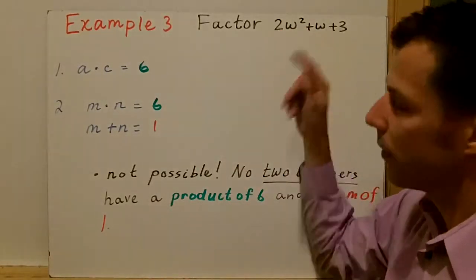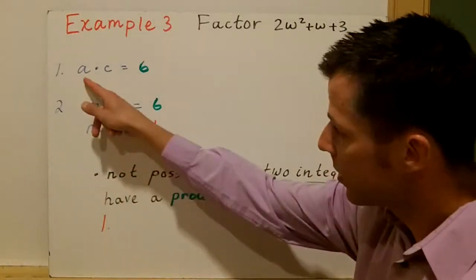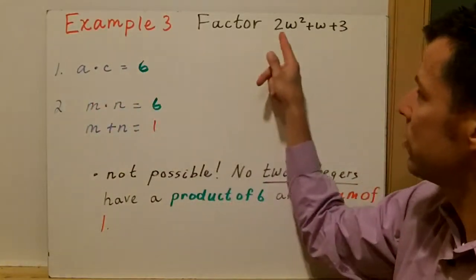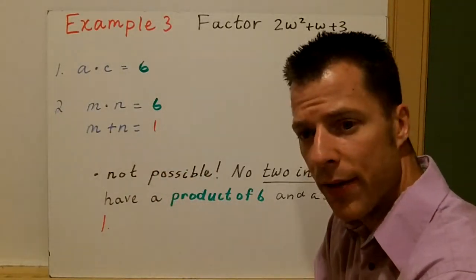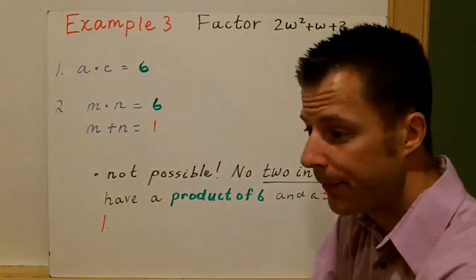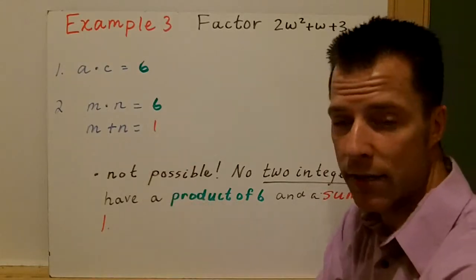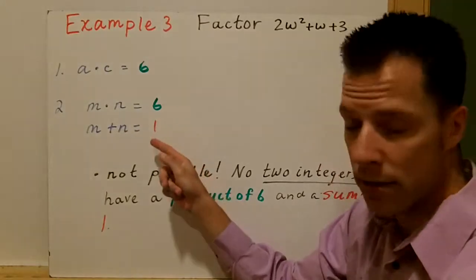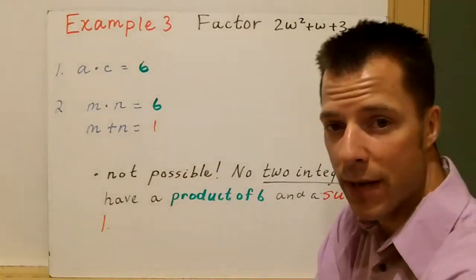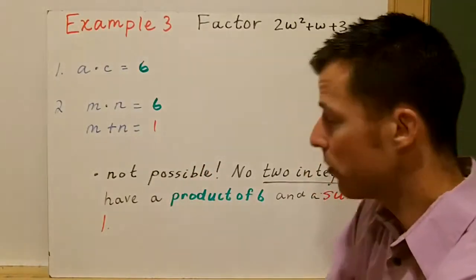So 2, 1, and 3, nothing common. So I start by multiplying a times c, which is 6, 2 times 3. Two numbers that multiply to be 6 and add to be 1. You would think, okay, 3 and 2. But you can't get positive 1 out of that. This combination of integers where the product is 6 and the sum is 1 is just not possible. There's no two integers that will give us that.